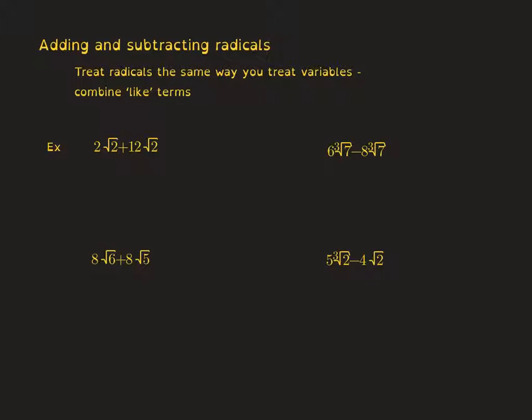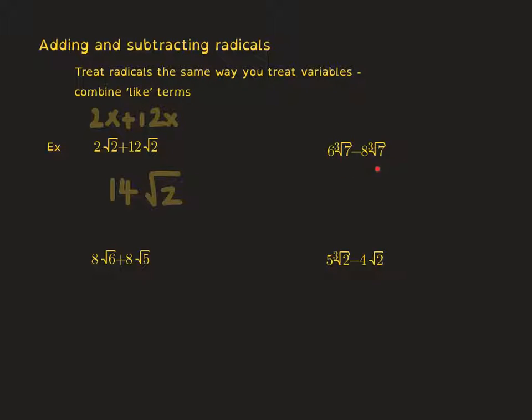The key with these is that you can only combine like terms when your radical is the same. So we could think of this first example here as something like 2x plus 12x. Right? They've got a similar radical. The radical in each is root 2. So that's like saying they've each got an x almost. So this would simply turn into 14 root 2, because we're saying it's 2x and 12x, that's 14x, or in this case 14 root 2.